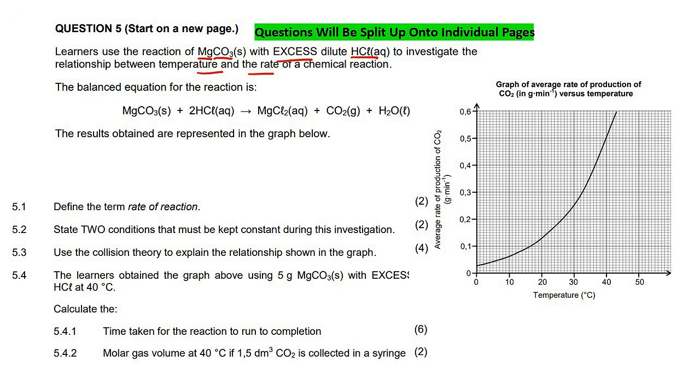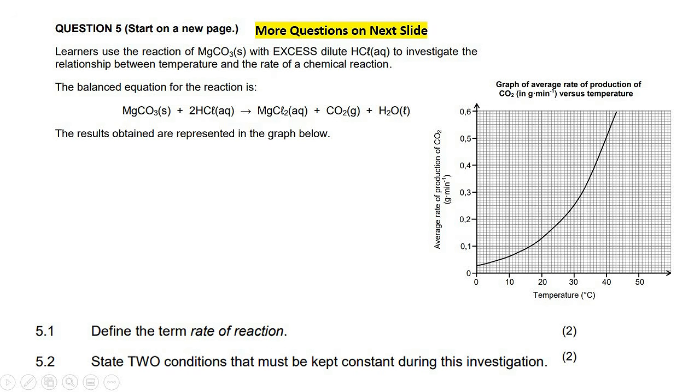It says the results obtained are represented in the graph. Okay, so let's move on now to where I split the questions up. The first question says, define the term rate of reaction. I'll get the definition for us now, but rate just means how fast. Now, there are a whole lot of different things you can say, and on the memo, they even give a whole lot of different things that you could say.